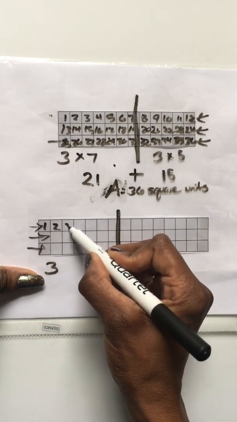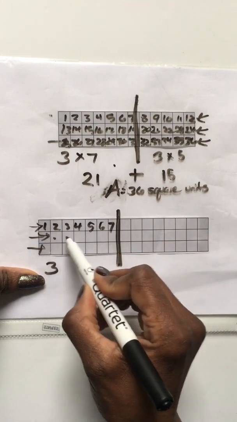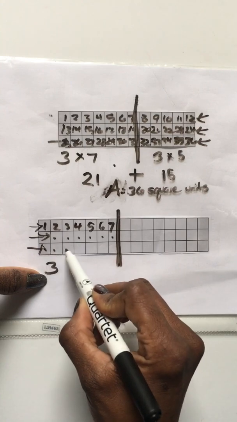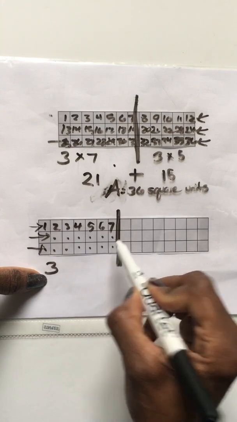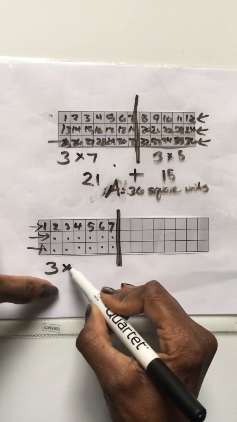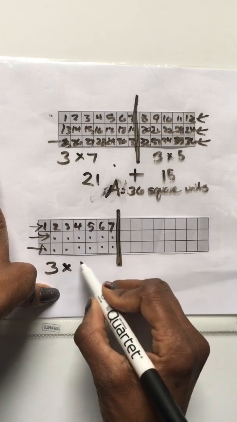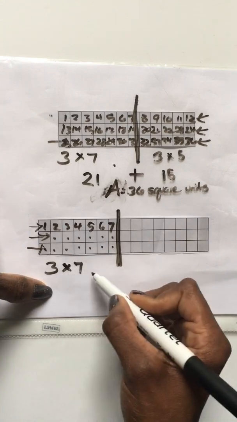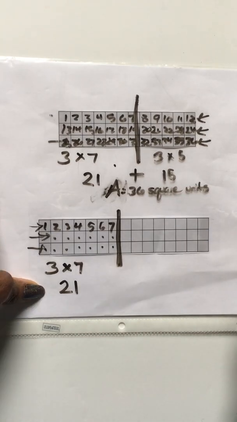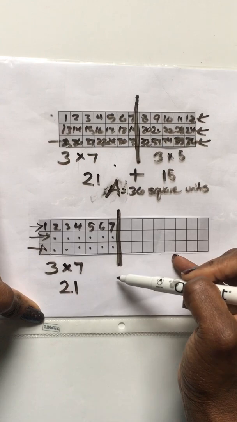How many square units are in each row? 1, 2, 3, 4, 5, 6, 7. There are 7 square units in each row. So my area formula is 3 times 7. 3 times 7 is 21. The area of this rectangle is 21 square units.